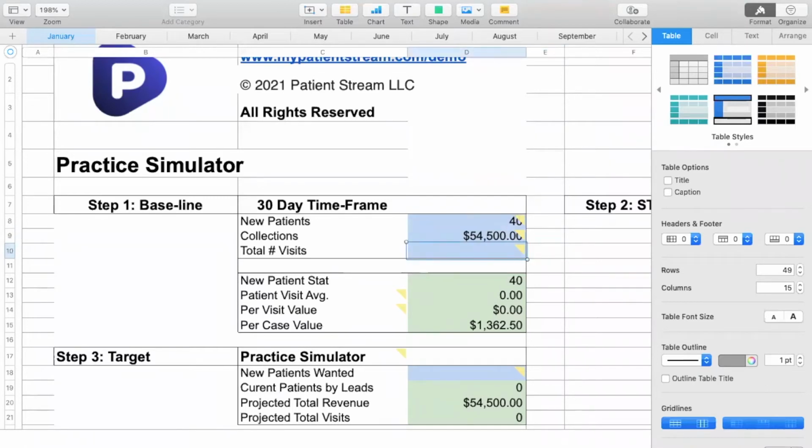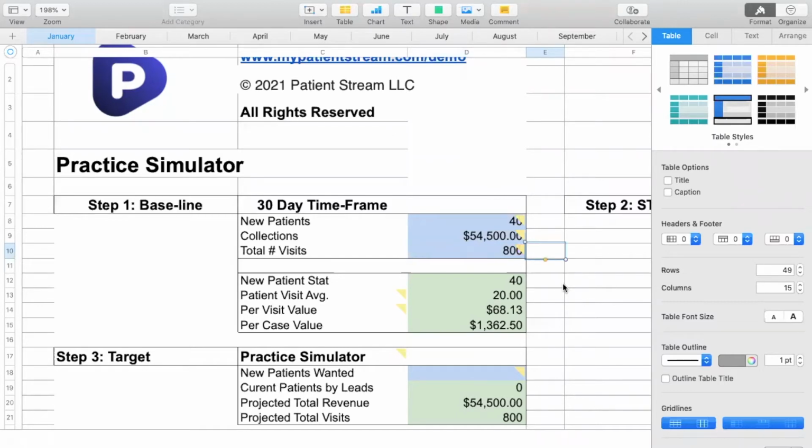Okay. And then the total number of visits. Individual visits. That's like, how many visits are you seeing a week? How many visits did you see in the month? In this case, we're going to say, let's see here, 40 new patients. I'm guessing something in the realm of 200 visits. Oh, no, that would be for a week. So we need 2 times 4. We need 800 visits. Okay.